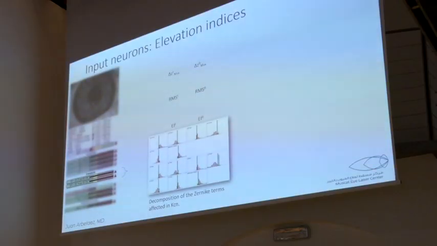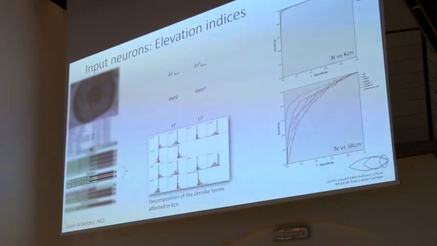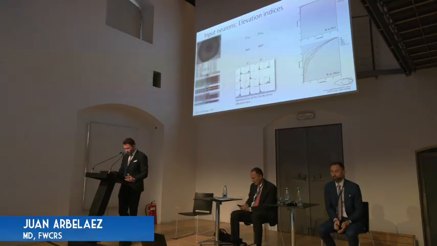So also we use indices of elevation. We use the most elevated point for the anterior and the posterior. We use the high order aberrations, and we use the ectatic index for the front and the back. That basically is the decomposition of the Zernike terms that are already known to be affected in keratoconus.